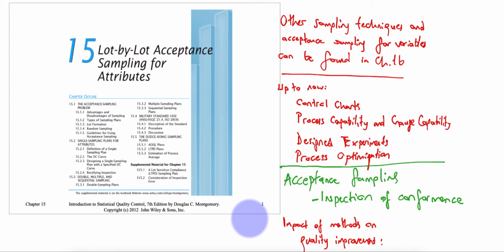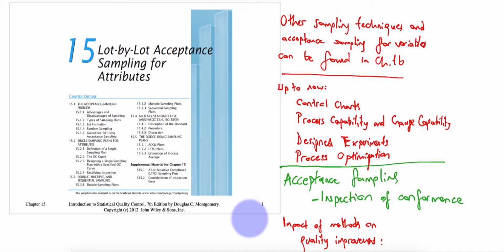And by sampling, I mean we are going to take some sample from the lots, then we are going to accept the lot or we are going to reject them according to the number of defectives in the samples. Okay, that's why it is called acceptance sampling.